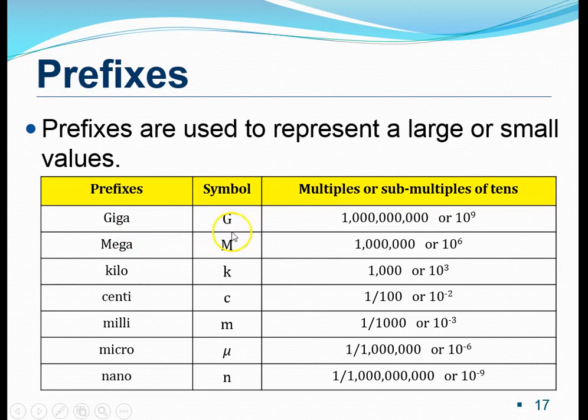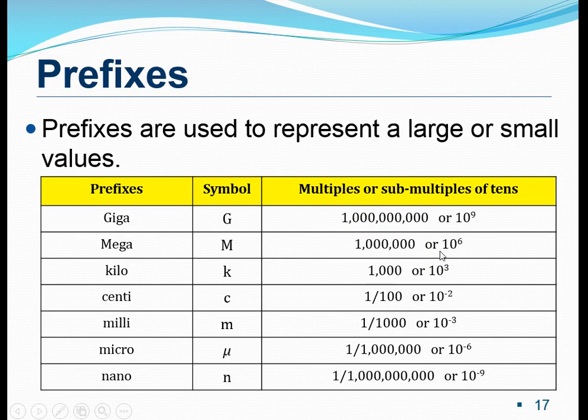Giga with the symbol capital G basically represents many multiples of 10. For this particular case, they are 9 multiples of 10. So basically, if you count the number of zeros here, there are 9 zeros, or we can rewrite this in terms of power. It's known as 10 to the power of 9. The 9 here refers to the 9 zeros that appear after the digit 1. So that's a giga. It's a very, very huge number.